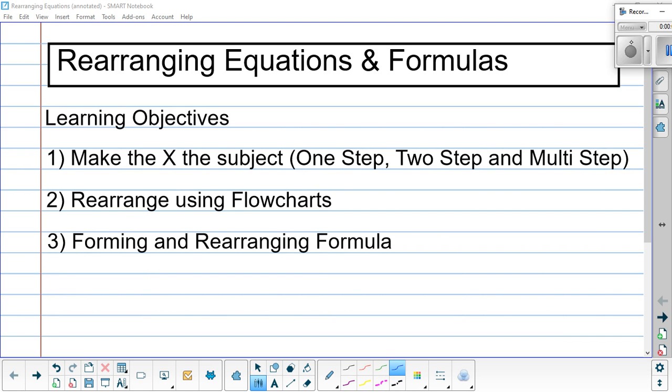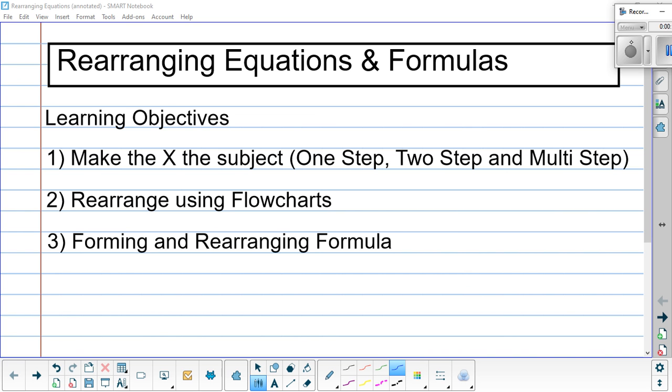Hi, and today we're going to look at rearranging equations and formulas. This is sometimes referred to as making something the subject. Just like solving an equation, we're going to go through the same process, same steps: one step, two step, and then more complex multi-step problems.